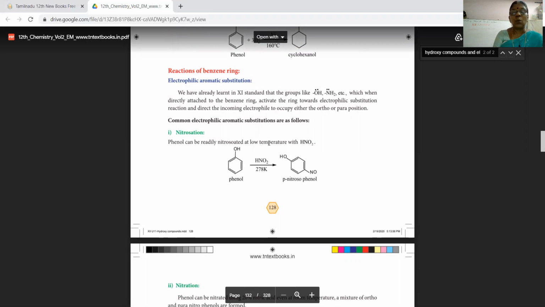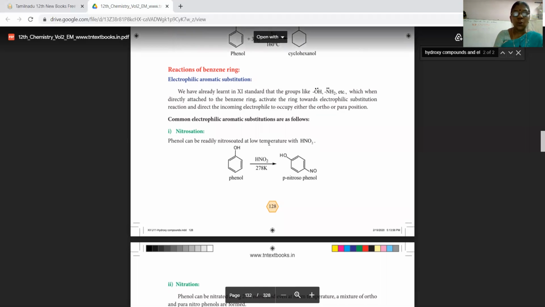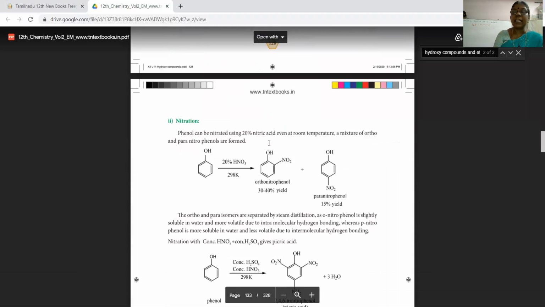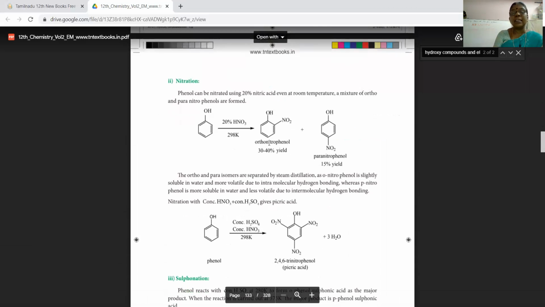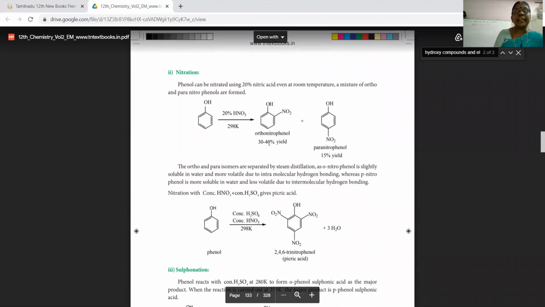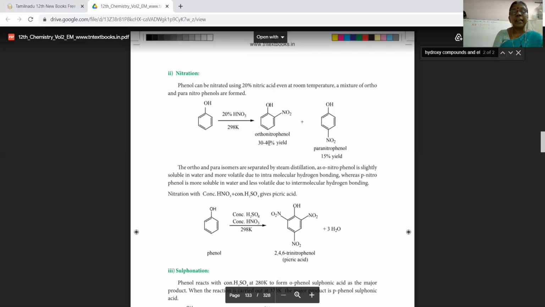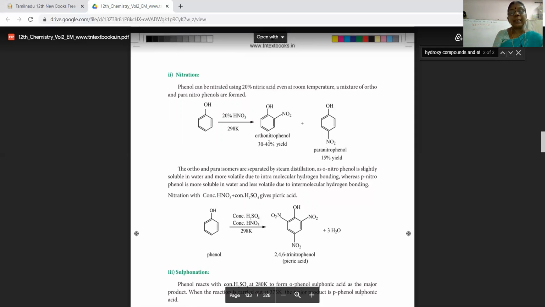So you will get OH, and in the ortho position NO is added, that is called para-nitrosophenol. Next reaction is nitration. Nitration, as I have already told you, is when phenol is treated with a nitrating mixture, that is nothing but nitric acid and sulfuric acid. If it is treated at 298 Kelvin, you will get para-nitrophenol as well as ortho-nitrophenol. You will get a mixture of both the compounds.